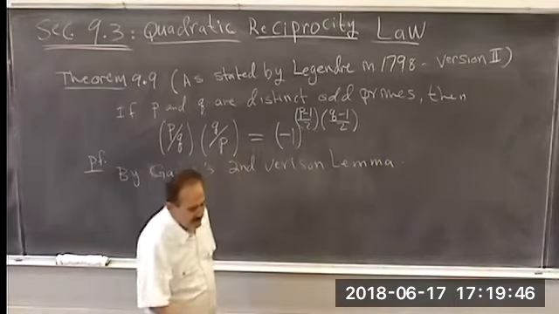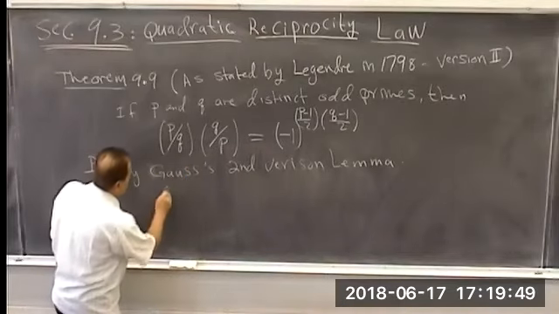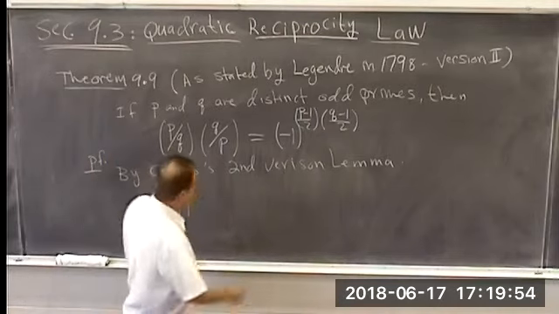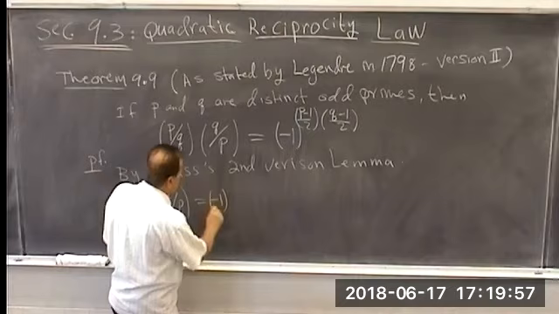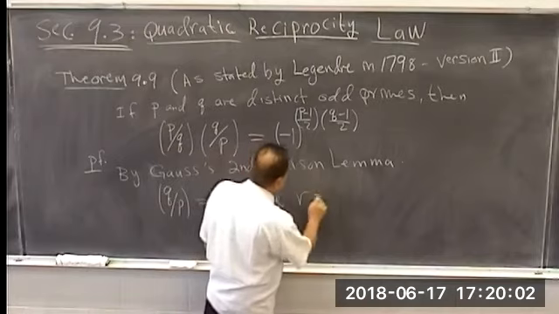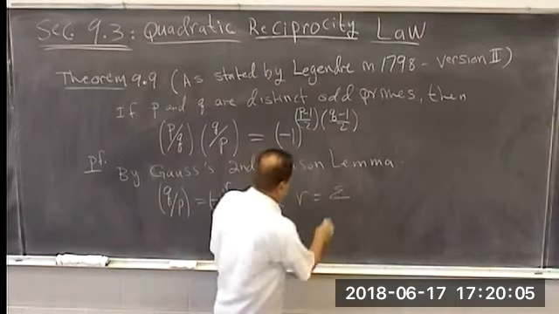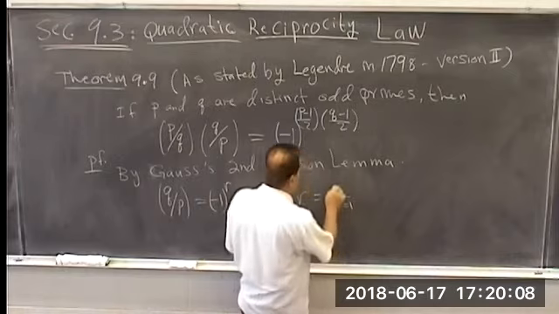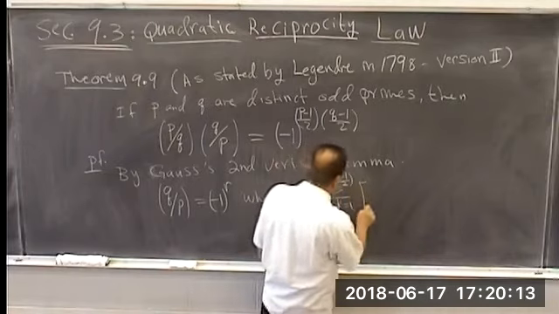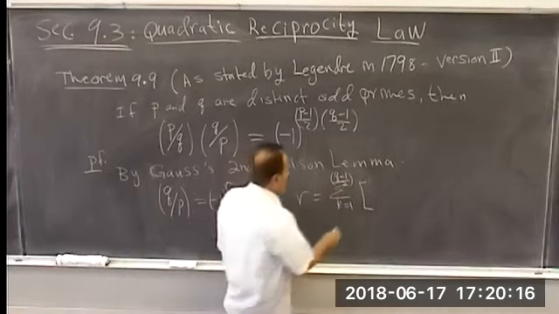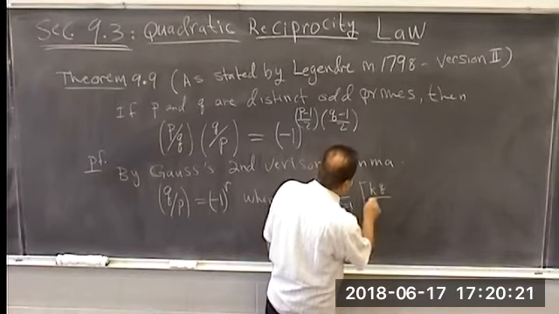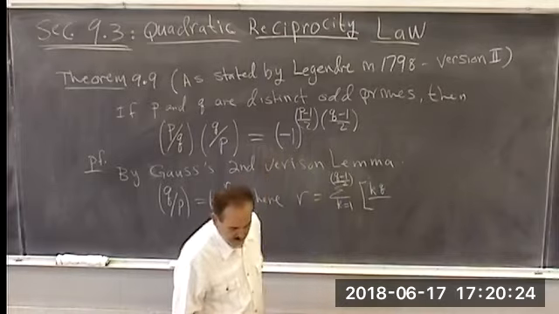Which says that Q over P is equal to -1 to the exponent R, where R is the summation of K equal 1 to (Q minus 1) over 2 of the greatest integer of Kq over P.